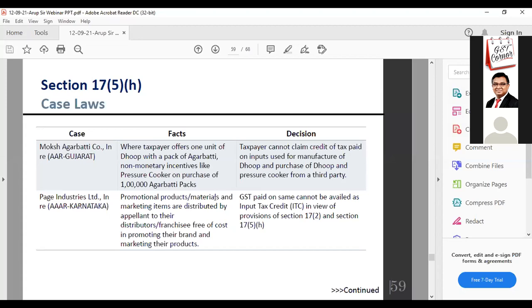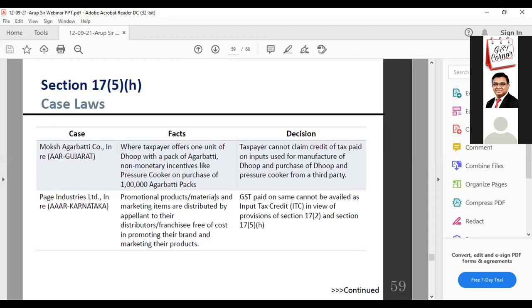Similarly, in the case of Page Industries, it was said that whatever promotional materials or products you are distributing to the distributors or the franchisees free of cost. So suppose Diwali is coming in and I have got a lot of silver coins and I'm giving them to all my clients. And why am I giving this to all my clients? So that we have a stronger relationship in the days to come. So I'm actually doing this to promote my brand. But according to the view of the AAR, the ITC on these promotional items will not be available because I am giving them free of cost.